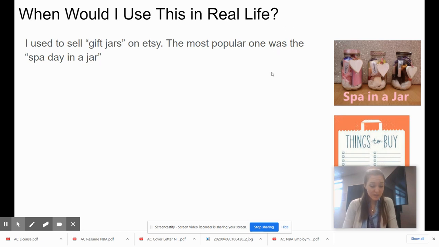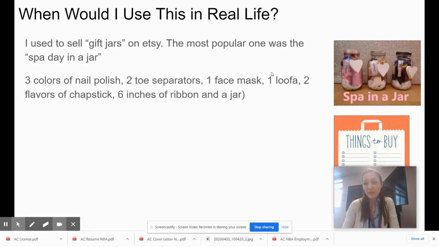I would take the following items, put them in a jar, and put a little ribbon around it to make it look like a little gift. I had 3 colors of nail polish, 2 toe separators, like when you paint your toenails and you put the little foamy things in between so that your nails don't smudge. 1 face mask, 1 loofah, 2 flavors of chapstick, 6 inches of ribbon to tie on the outside of the jar where I put everything in. Okay, so in order to make this spa day in a jar, those were all the materials I needed.